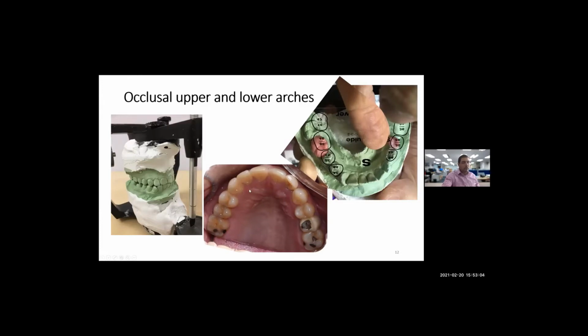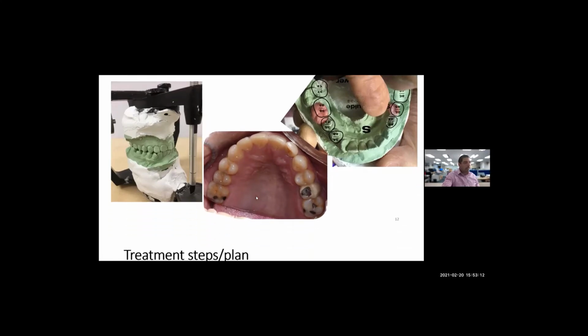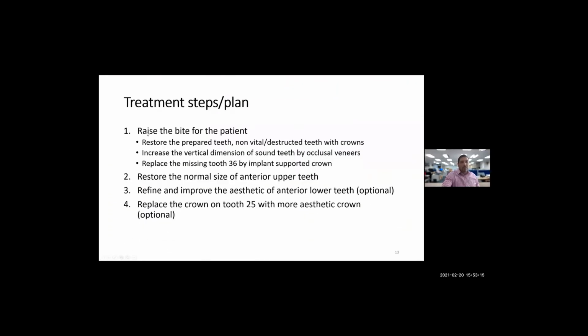And then the others, which are the bridge area earlier, we decided to remove the bridge and then replace the missing tooth by an implant. So that was the treatment steps and plan for her. We raise the bite for the patient by restoring the prepared teeth, which are the crown, the bridge abutments and the crown already there. So that's 3 crowns. And then we restore the non-vital teeth by crowns. And then we increase the vertical dimension for sound teeth by additive means because we don't want to cut. We just want to add. So maybe only etching and final touch-ups. And then we put the occlusal veneer, which is just to raise the bite.